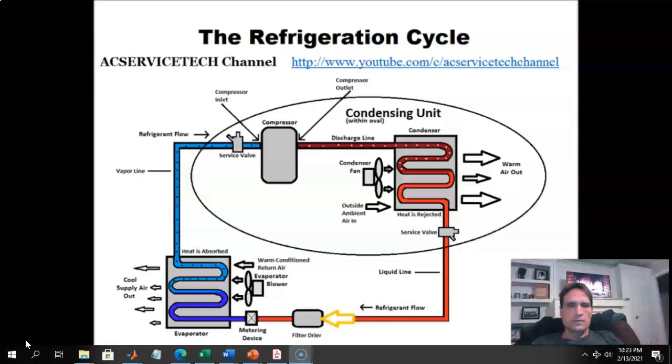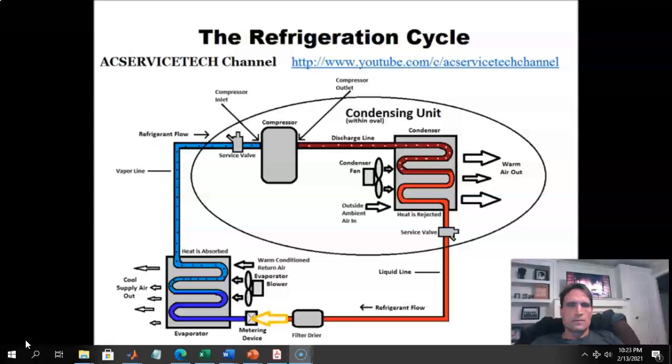All right, it comes through that, and then it hits the metering device. The metering device allows for a pressure change. All right, when you have a pressure change, so you have high temperature, high pressure liquid refrigerant coming into the metering device, and then it turns it into a low pressure, then what happens is it automatically makes it a low temperature as well. So if you decrease temperature, then pressure will decrease. If you decrease pressure, then temperature will decrease.